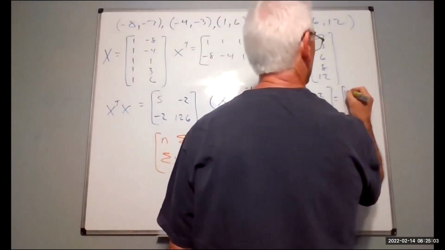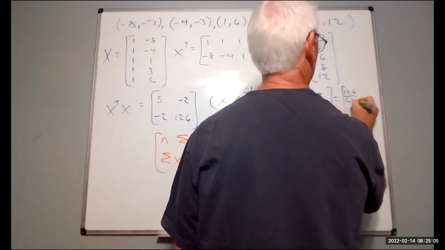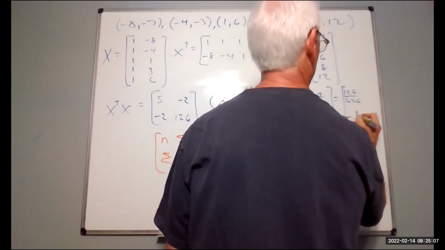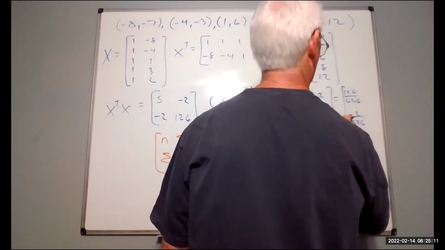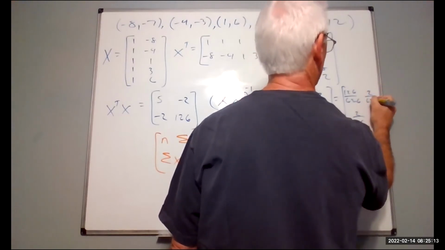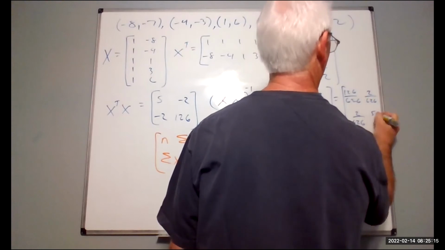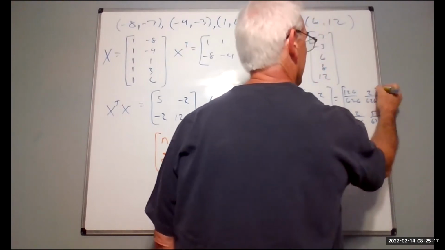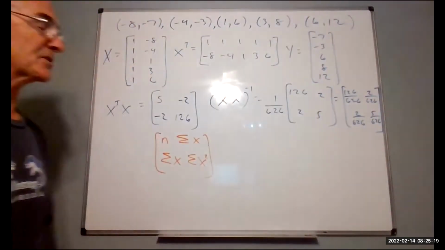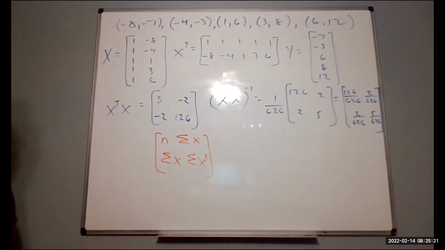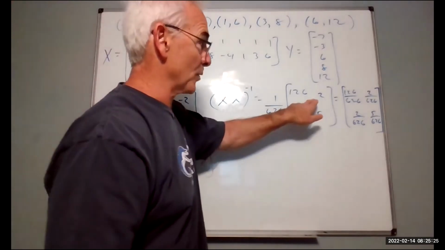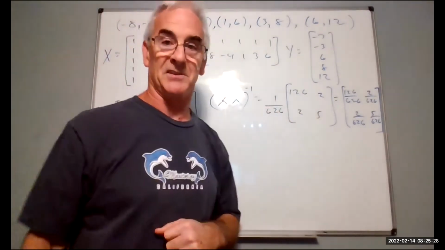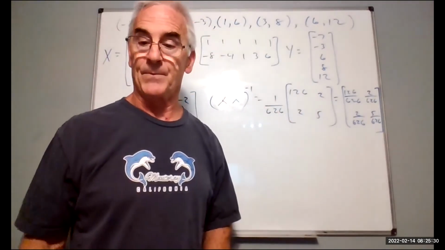So I have 126/626. Here I have -2/626. I'm sorry, +2, sorry. And then here 2/626, and then here 5/626. Okay, that's my X transpose X inverse. For the purposes of multiplying by the X transpose Y, it's totally okay to perform this multiplication and then multiply these in. Might make it a little bit easier.